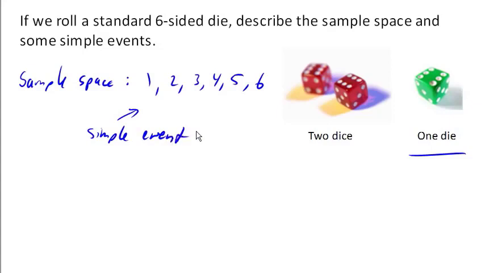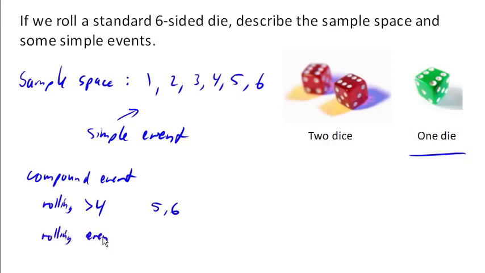Now, it is possible also to talk about things called compound events. Compound events would be something like rolling something larger than 4, right? In that event, there are two possible ways that you can achieve that event. You could either roll a 5 or a 6. Or another possible compound event would be rolling an even number, right? In this case, there are three possible ways to have that event occur.